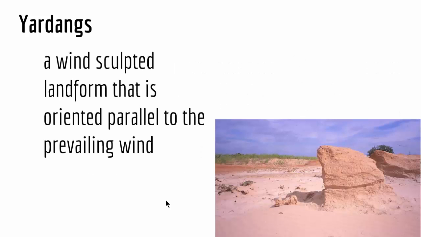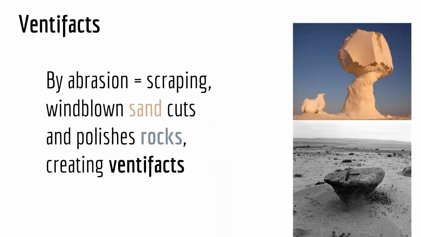Finally, yardangs. Yardangs is a wind sculpted landform that is oriented parallel to the prevailing wind. As you can see in this picture, this is a picture of yardangs, and you can guess that the wind was in this way. Yardangs are parallel to the prevailing wind. However, ventifacts are not parallel to the prevailing wind. However, they are made out of scraping of wind-blown sand that cuts and polishes rocks.